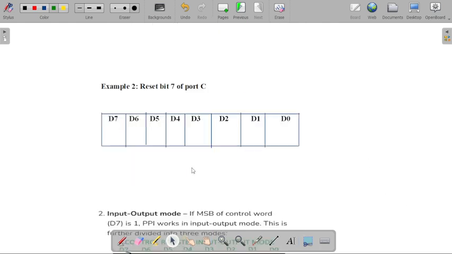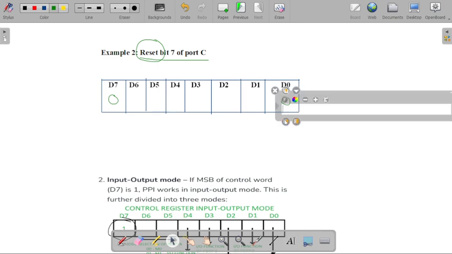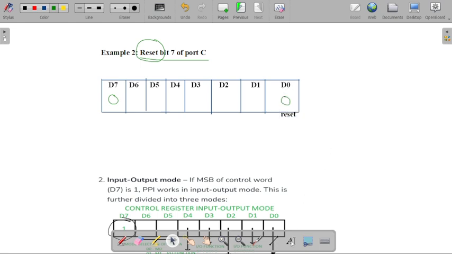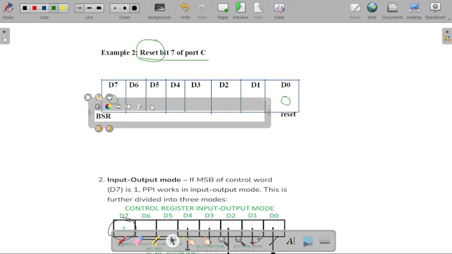Now we will move to the next example. What is given in the example? We have to reset bit 7 of our port C. First of all, this is BSR mode, so I write 0. Our operation is reset, so I write 0 in our D0 bit. This bit is used for the reset operation. And this bit is used for our BSR mode of operation, so I write 0 here.